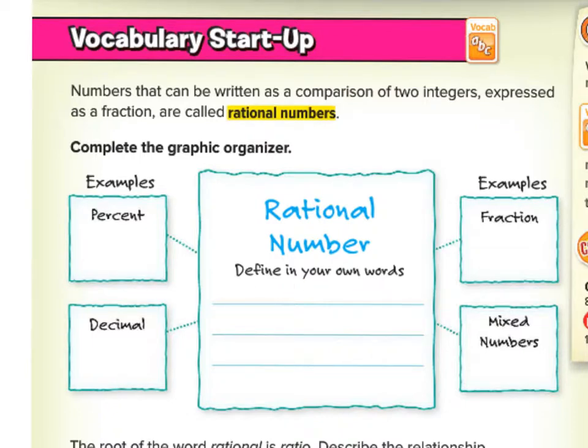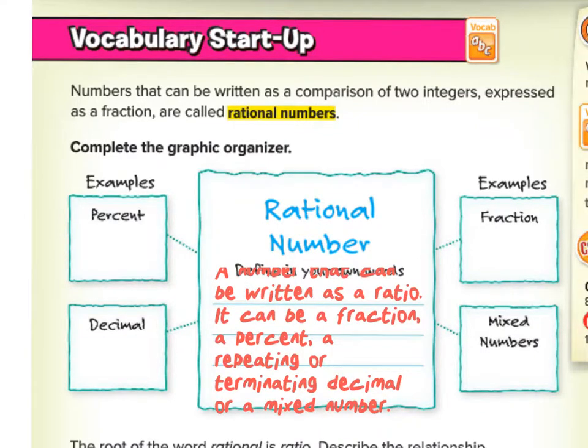Here we can see that it says numbers that can be written as a comparison of two integers expressed as a fraction are called rational numbers. Now, any fraction can be a rational number, or a comparison of two integers, which means a ratio could be, okay, and then essentially every integer is also a rational number. So let's write a quick definition.